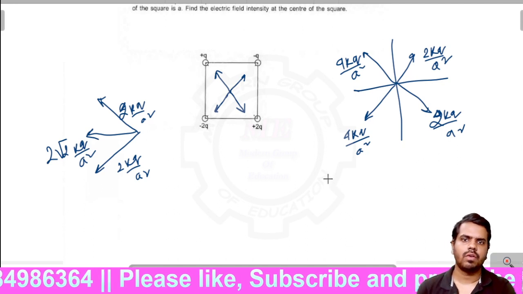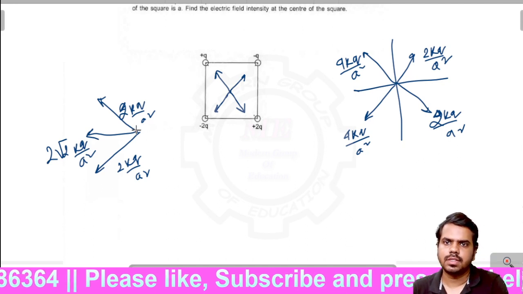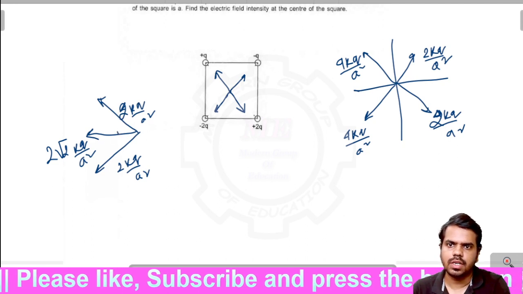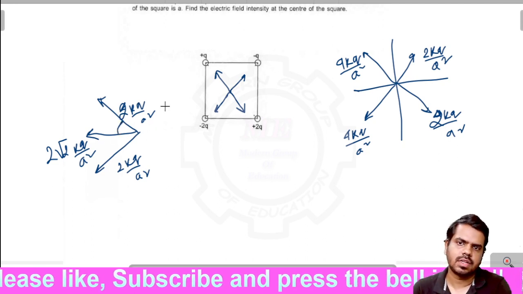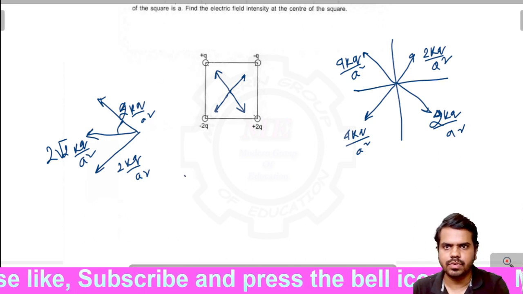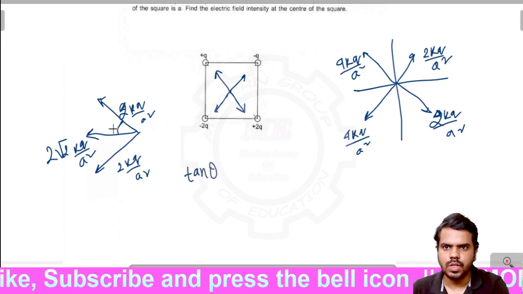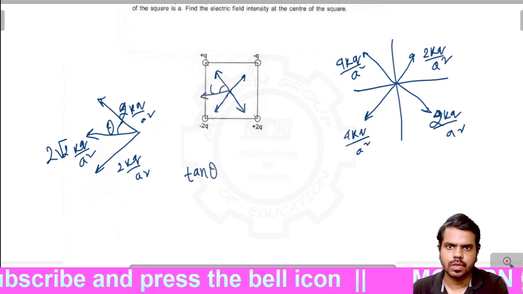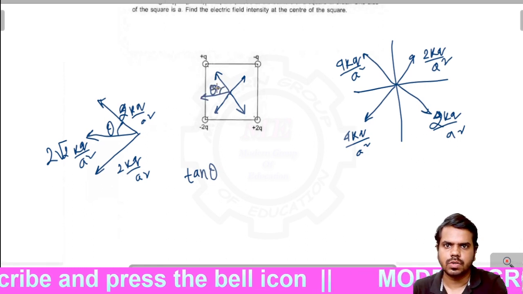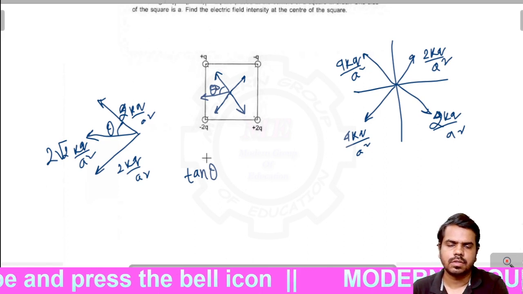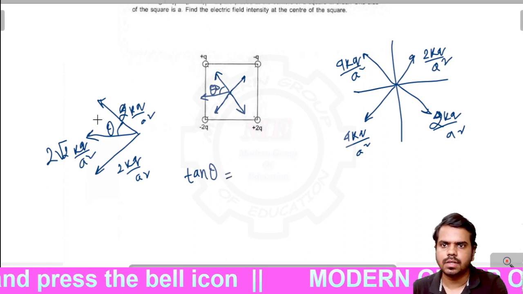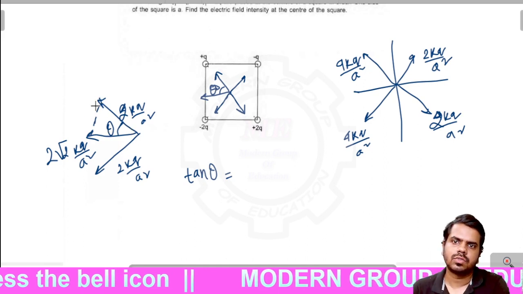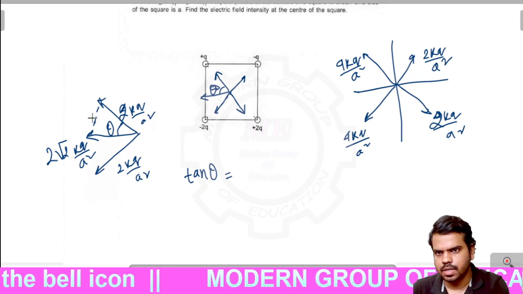Okay, and you have to find the angle separately, that this is 2kq by a square, this is 2kq by a square. So the angle with the horizontal you have to find, tan theta or something else. Okay, so tan theta will be, if this is theta, then if we draw this line, this is theta, so this is the perpendicular, 90 degrees.